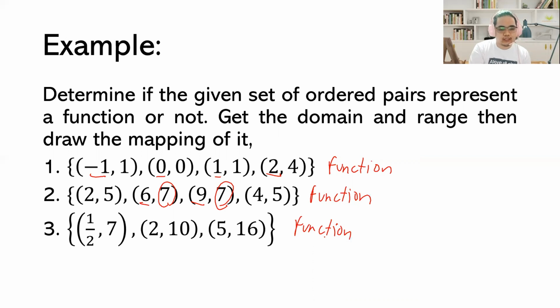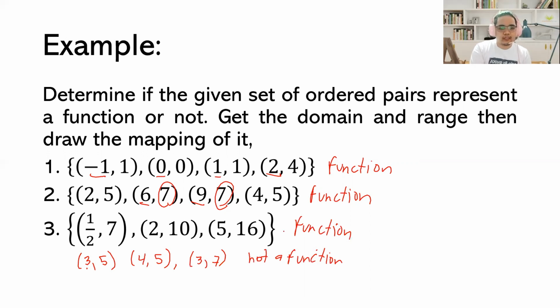Ayan. So yun lang yung tatandaan nyo. Pag sa first element may naulit, let's say 3 naka-pair sa 5, tapos yung 4 naka-pair sa 5, tapos yung 3 naka-pair sa 7. So basically, hindi to function kasi naulit to. Yung 3 naka-pair na sa 5, yung 3 naka-pair pa sa 7. So ito ay not a function.